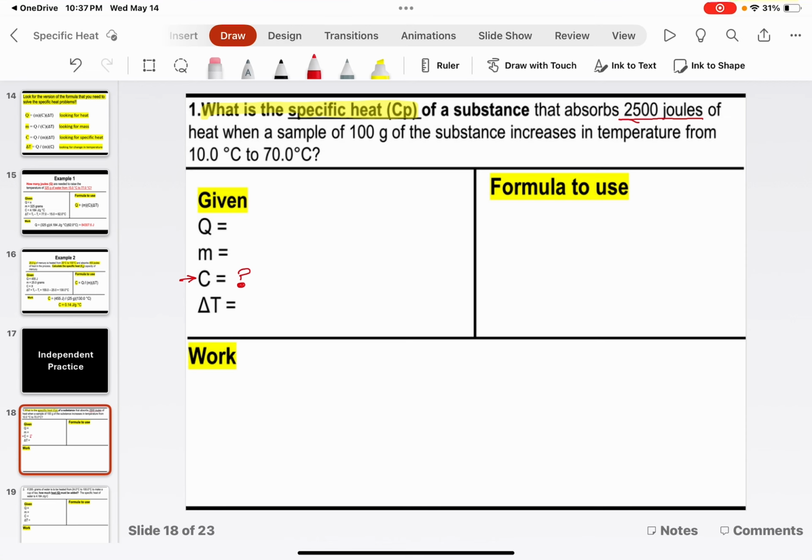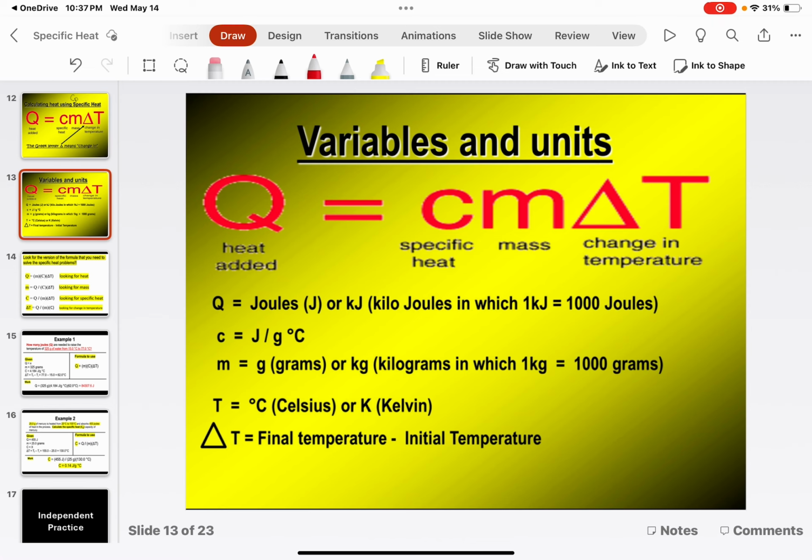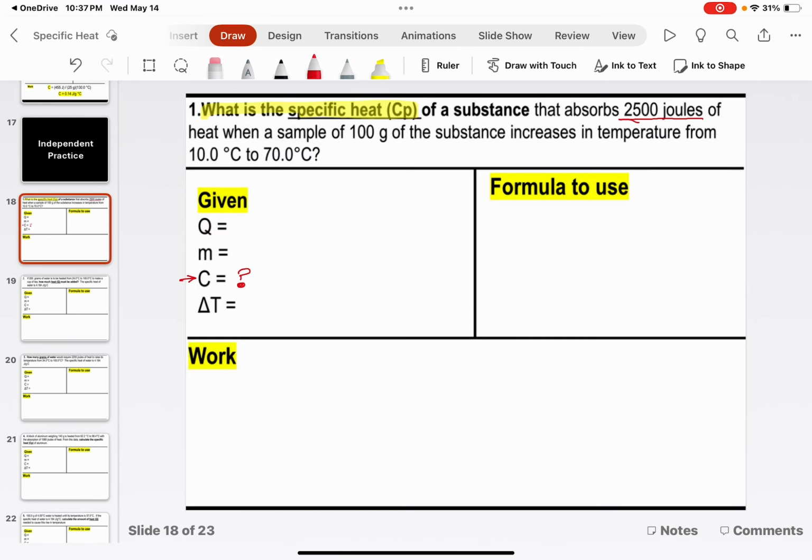It then tells you that it absorbs 2,500 joules. Now, if you remember from the previous slides, I did mention that if you have a number that's expressed in joules, that's going to represent Q. So going back to that question, they're giving you the Q, and that is 2,500 joules, or J for joules. And then it goes on to say that in a sample of 100 grams, okay, grams is the unit of measurement for mass, so we're going to say that it is 100 grams.